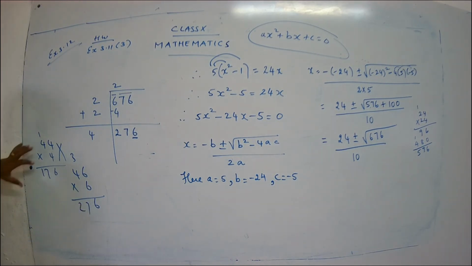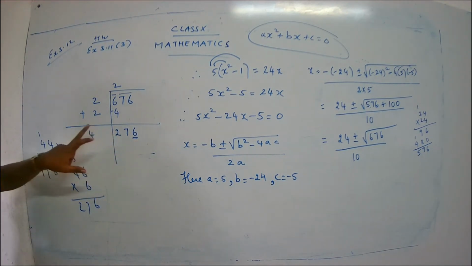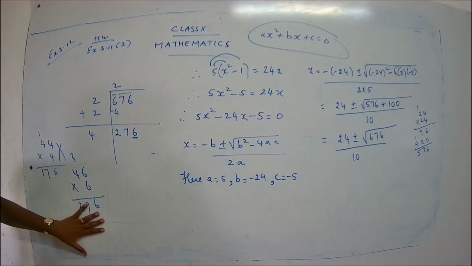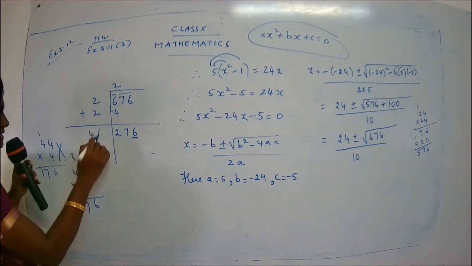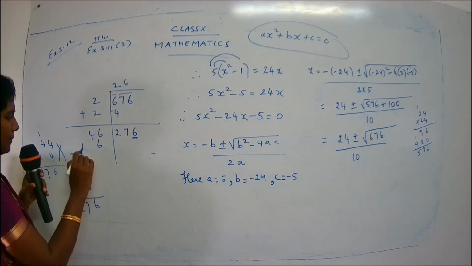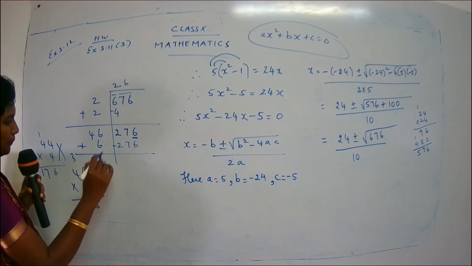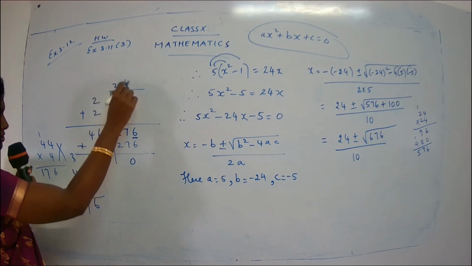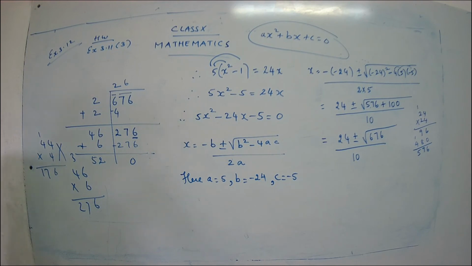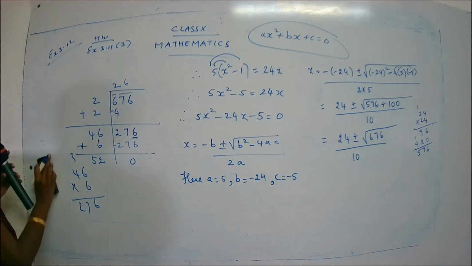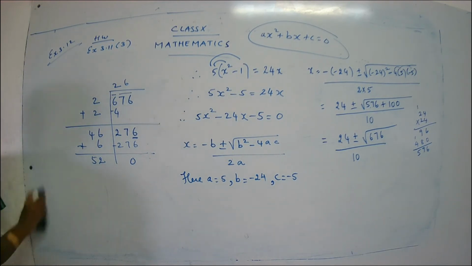Clear, children? See, I told you don't go on finding from 41 into 1, 42 into 2, 43 into 3. Just use your common knowledge. You use your mental power and you have to find out. So 6 is here, so we have to take the number 4 or the number 6. So I get the value when I take 6. So again place 6 3 times, plus, minus 276. So this is 0. What is the square root? 26. So we have found the square root using a long division method.